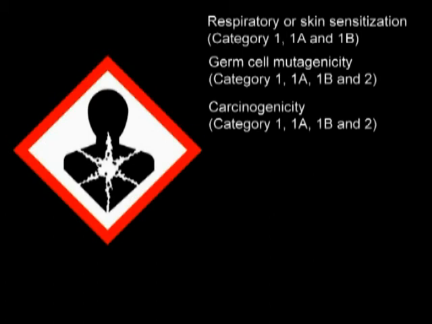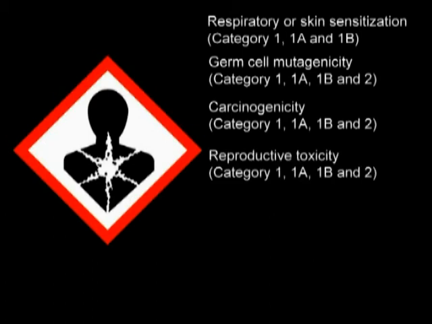Carcinogenicity, Category 1, 1A, 1B, and 2. This hazard class includes products that may cause or are suspected of causing cancer. Reproductive toxicity, Category 1, 1A, 1B, and 2. This hazard class includes products that may damage or are suspected of damaging fertility or the unborn child.